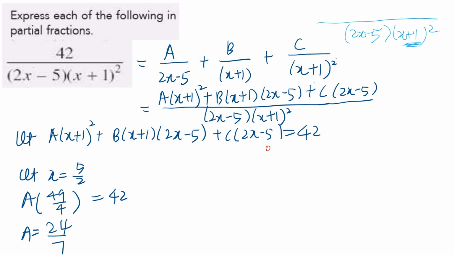And where do I get 49 over 4? It's when you substitute your x to be 5 over 2 plus 1, bracket squared. Basically just use your calculator to help you evaluate, you get 49 over 4. So 42 divided by 49 over 4 will give you 24 over 7. Alright, so we have managed to find the value of A. Now we are left with B and C.